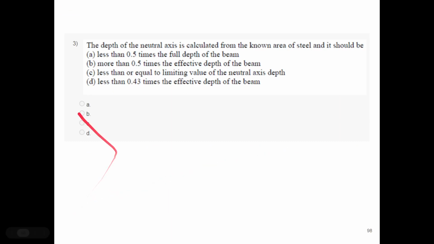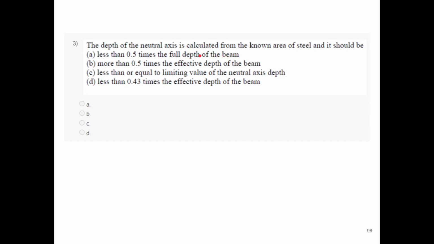Okay. So the third question: the depth of the neutral axis is calculated from the known area of steel, and it should be A, less than 0.5 times the full depth of the beam, B, more than 0.5 times the effective depth of the beam, C, less than or equal to the limiting value of the neutral axis depth, D, less than 0.43 times the effective depth of the beam. So the depth of neutral axis, Xu, is calculated from the known area of steel, right?